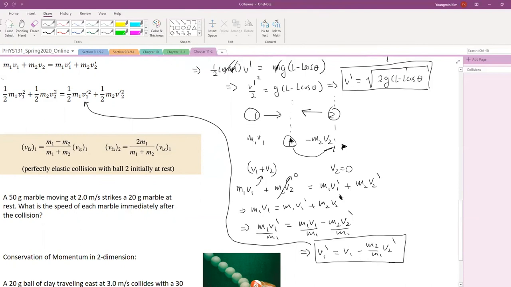Now here, this is basically v1, the initial velocity of particle 1. This is a perfectly elastic collision with ball 2 initially at rest. So this is in a relative frame of reference. The v2 is 0 here. So once you know the initial velocity of ball 1, v1, in this case in the relative frame, you can directly find out the final velocity, the v1 prime or v2 prime, immediately in terms of its mass. So let me give you an example here.